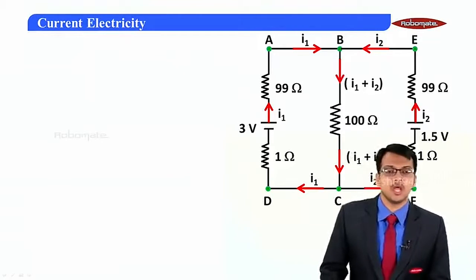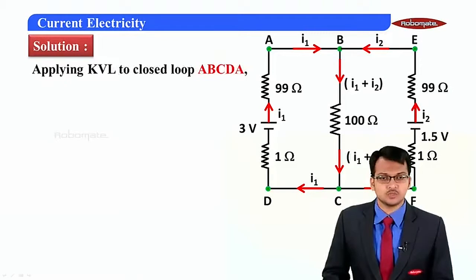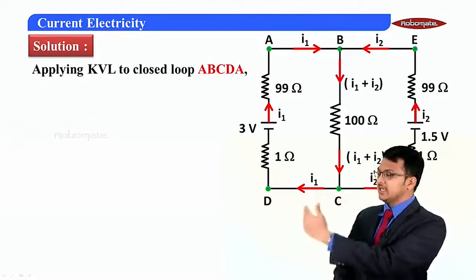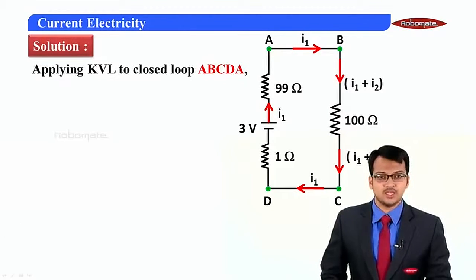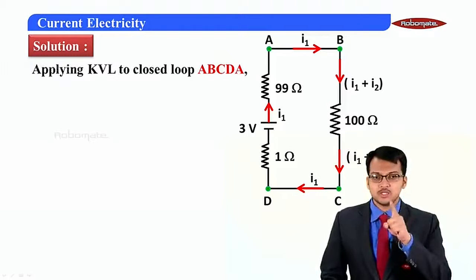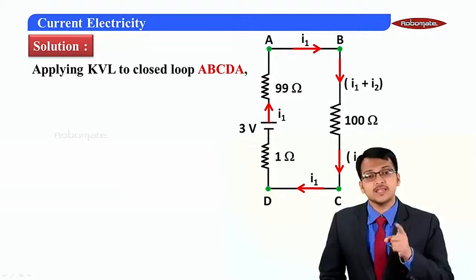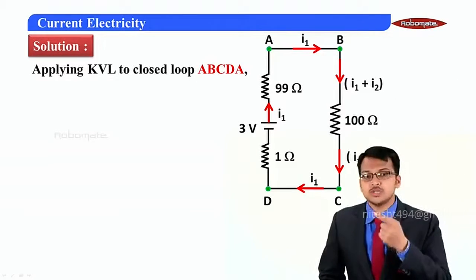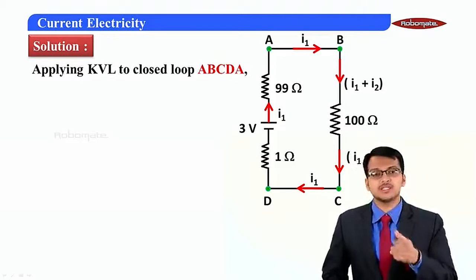Please understand the concept. How do I apply KVL? Let's apply KVL in my first loop. So what is my first loop? I am taking my first loop to be A, B, C, D and A. How do I apply KVL? Four simple steps. Direction of tracing equal to direction of current, the product is minus IR. Direction of tracing opposite to the direction of current, it is plus IR. EMF from minus to positive in the direction of tracing, hence it is plus E. EMF from plus to minus, it is minus E.